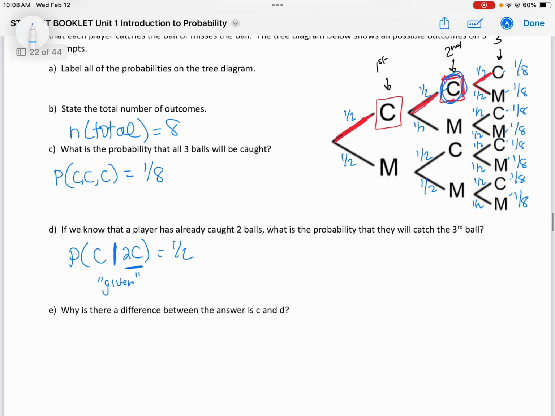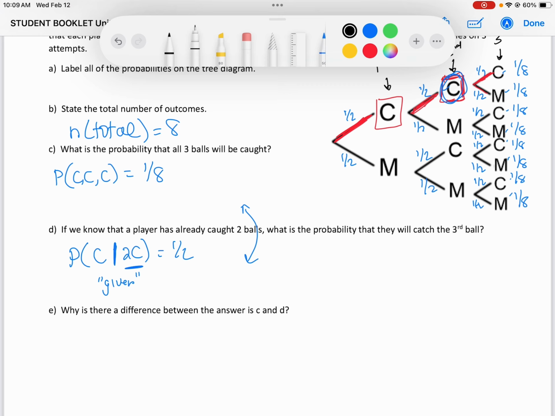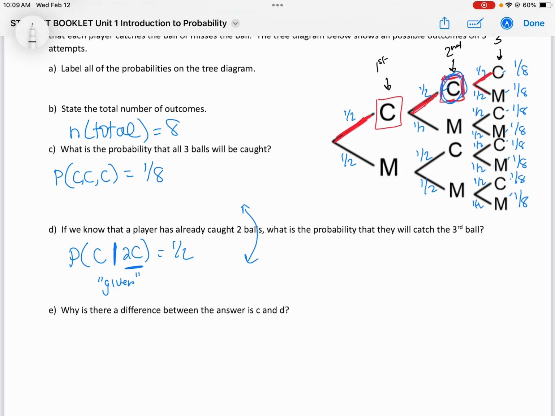E is asking, why is there a difference between the answer in C and the answer in D? Both of these are technically asking the probability of 3 catches. The difference is that D gives us information. Okay, this changes the probability.